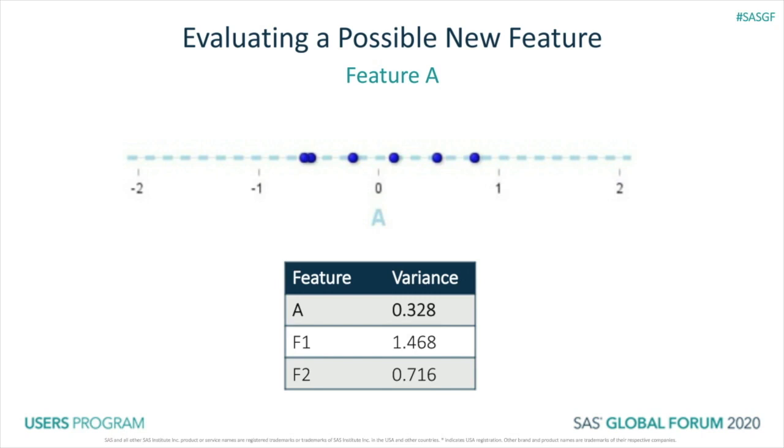If we want to think about it in terms of percent of the variance retained, feature A is capturing just 15% of the variance that was present in our original data set. So we can cross feature A off the candidate list. This isn't the direction we want to go. Let's look for a better feature.